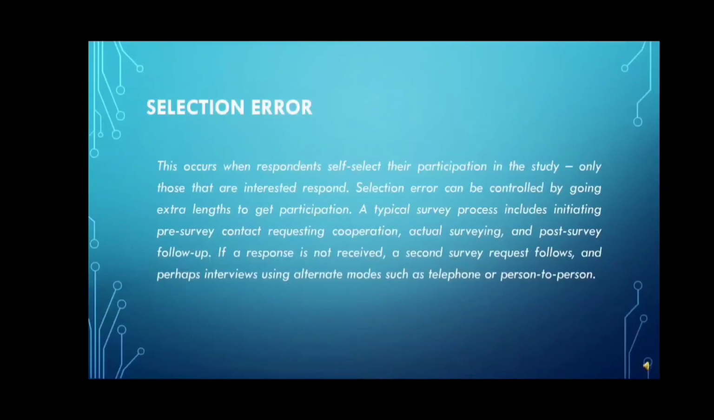Selection error. This error occurs when respondents self-select their participation in the study; only those that are interested respond. Selection error can be controlled by going to extra lengths to get participation. A typical survey process includes initiating pre-survey contact requesting confirmation, actual surveying, and post-survey follow-up. If a response is not received, a second survey request follows, and perhaps interviews using alternate modes such as telephone or person-to-person.